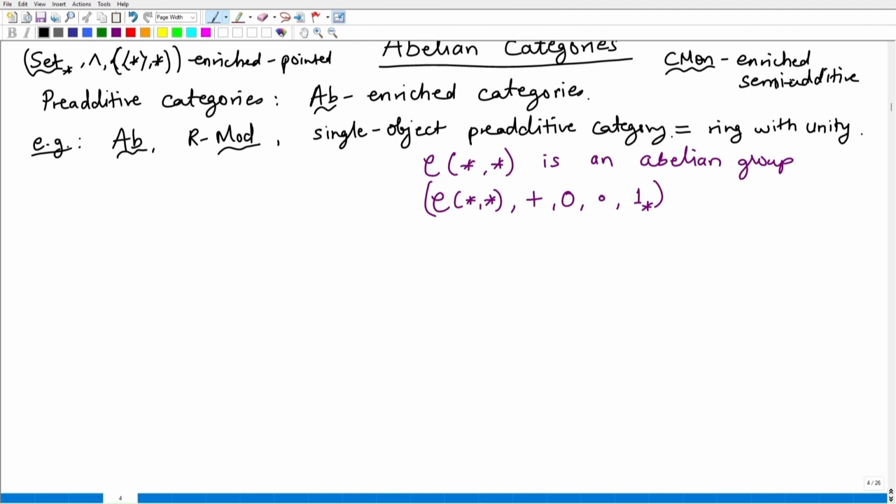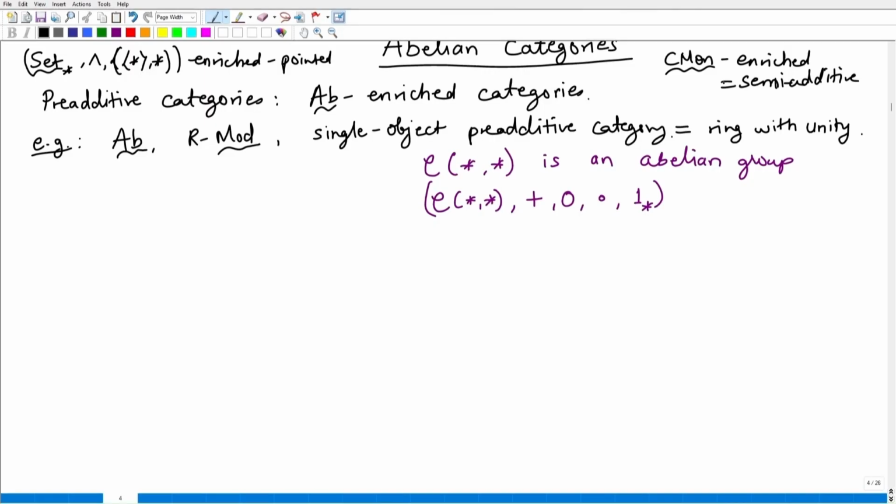Some of the results that I am going to present today also hold in slightly weaker settings, and I will tell you about them whenever appropriate, but these are just some names. For example, Groups is pointed. Groups is not pre-additive, because groups could be non-commutative, non-abelian. Therefore Groups is just pointed. It's not even commutative, so it can't be CMon-enriched.